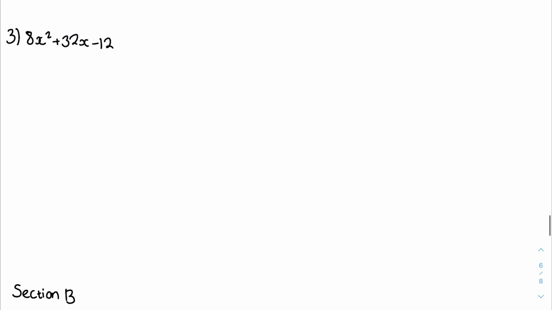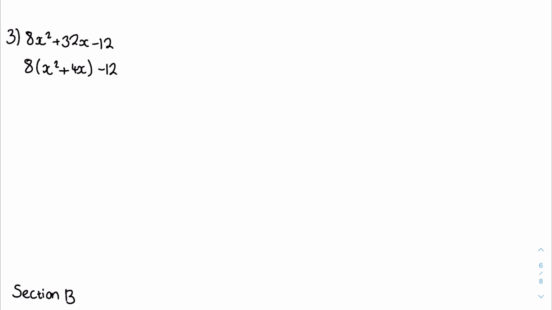Moving on to question 3. We then have one where a is greater than 1, so we need to factorise out a little bit here. So we're going to start off by factoring out the 8 for our x squared and x terms. So we're going to have x squared plus 4x minus 12.